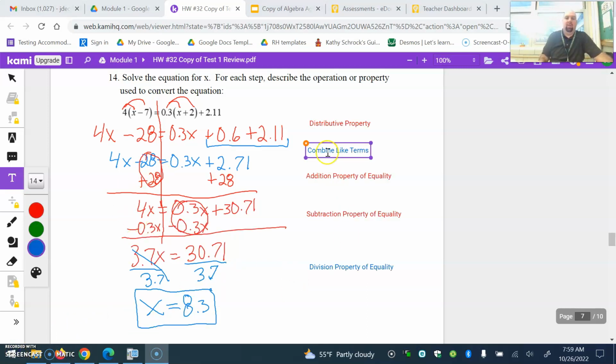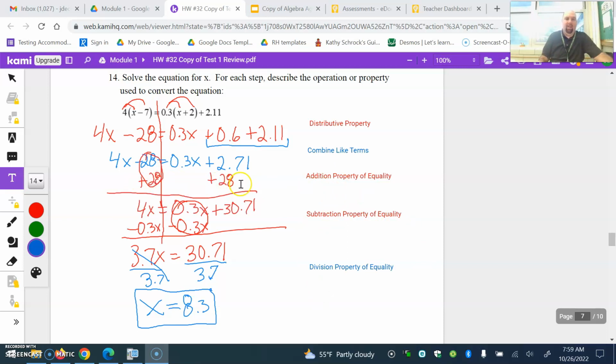Okay, here we go. So you can see all the properties that I listed to the right. So first step was distributive property. That's pretty simple. A lot of you are familiar with that. The second step, combine like terms. Third step, addition property of equality. Actually, the last 3 steps that you see, addition property of equality, subtraction property of equality, and division property of equality. All I changed there was the first word, and that all depended on what I did.